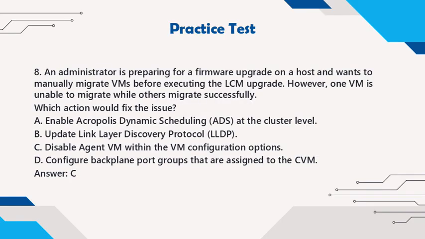8. An administrator is preparing for a firmware upgrade on a host and wants to manually migrate VMs before executing the LCM upgrade. However, one VM is unable to migrate while others migrate successfully. Which action would fix the issue? A. Enable Acropolis Dynamic Scheduling, ADS, at the cluster level. B. Update Link Layer Discovery Protocol, LLDP. C. Disable Agent VM within the VM configuration options. D. Configure backplane port groups that are assigned to the CVM. Answer: C.